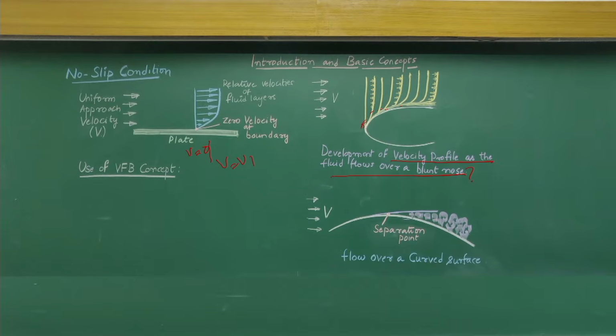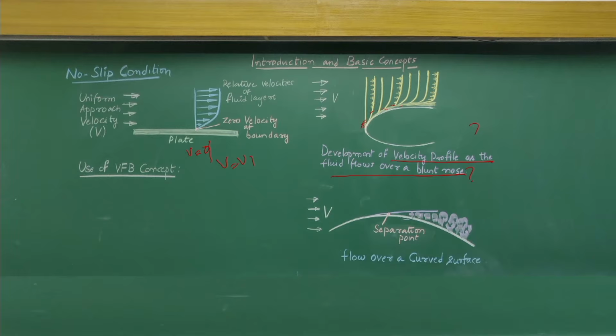So, velocity distributions are going to change because of the no slip condition, because at all these points on the surface the velocity will be 0. So, you will have changes in velocity distribution along the surface and away from it. This is a very basic concept, no doubt. If you change the shape of the nose, you can have a different velocity distribution.